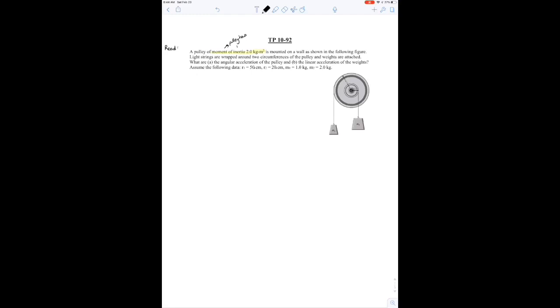And then I'm also going to read through the rest of the problem. It says that there are two circumferences of the pulley and that light strings are wrapped around them and that there are weights attached. So the light strings indicates that the rope is massless. And then this two circumferences of the pulley, that means that if I have to use Newton's second law, I'm going to draw a little bit of a different free body diagram.